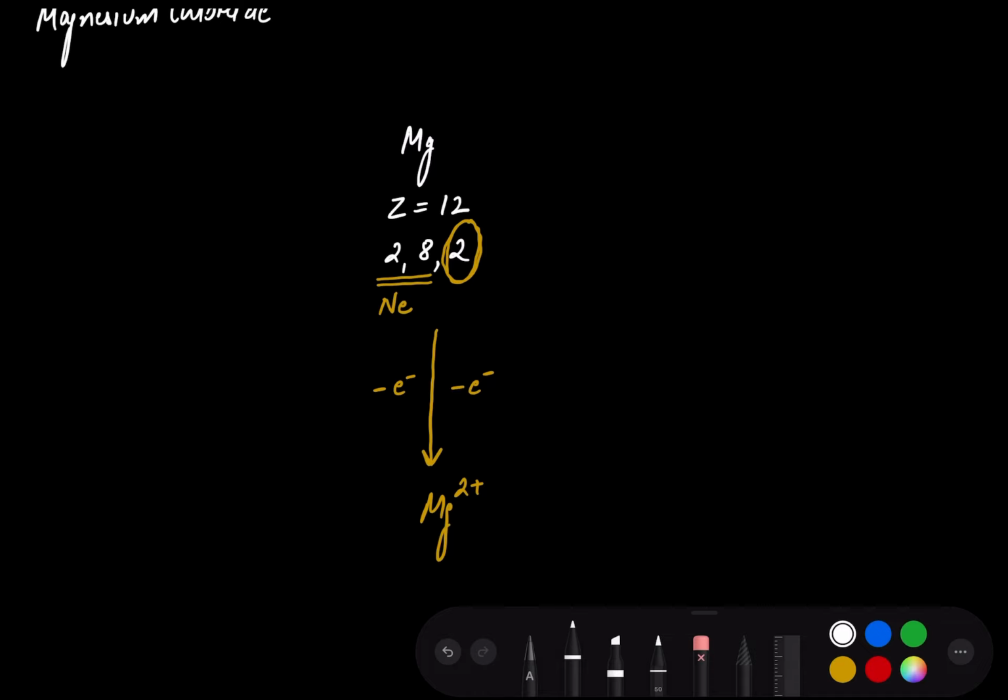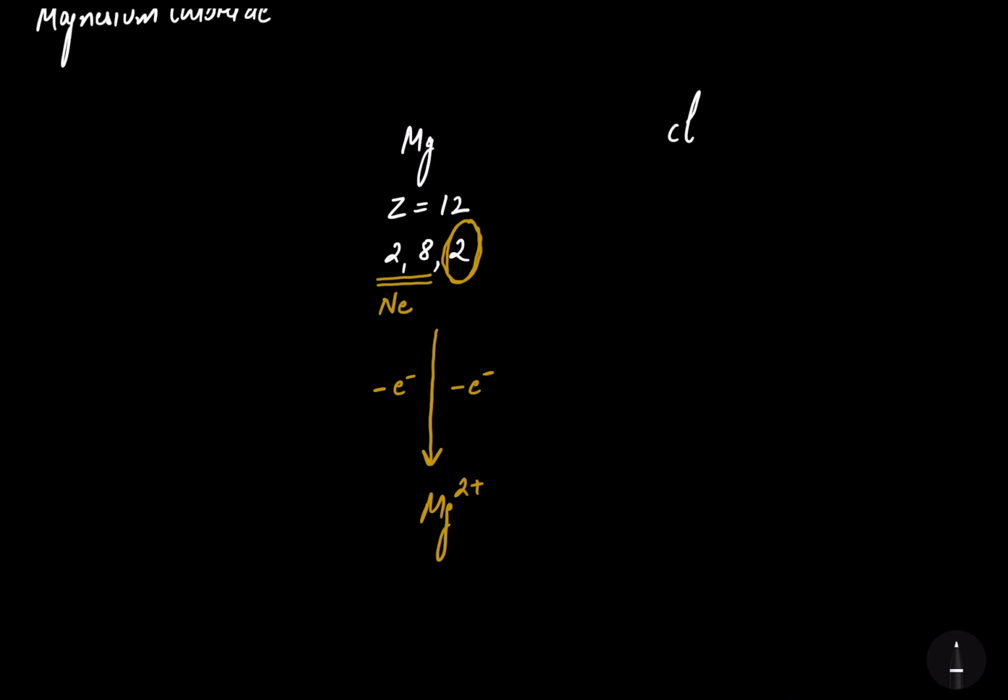Now let's talk about the other element, that's chlorine. I'm writing chlorine over here. What's the atomic number of chlorine? It's 17. What's the configuration of chlorine? It's 2, 8, 7. Then what's gonna happen?